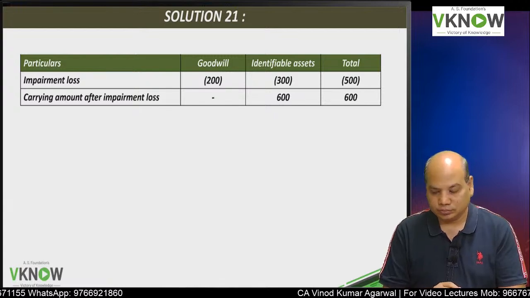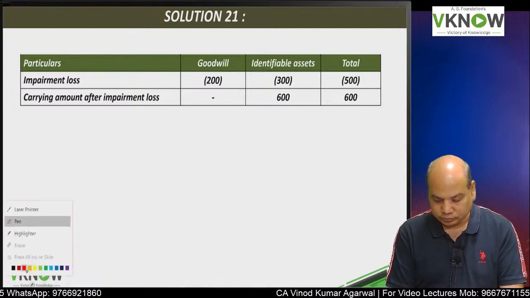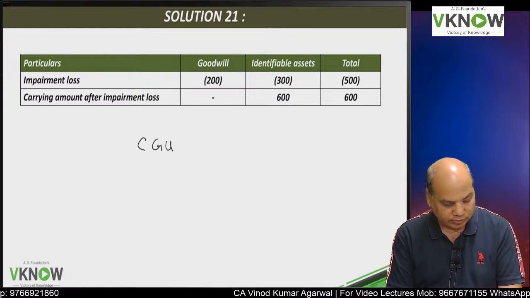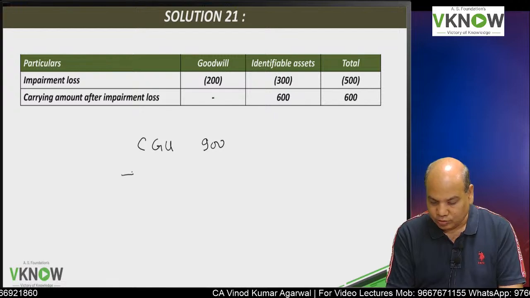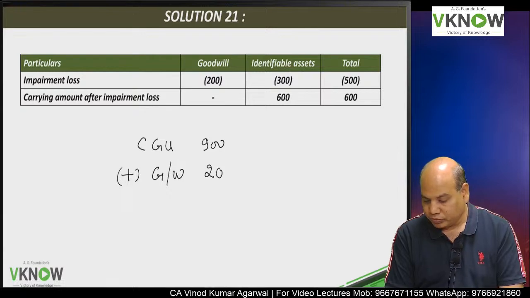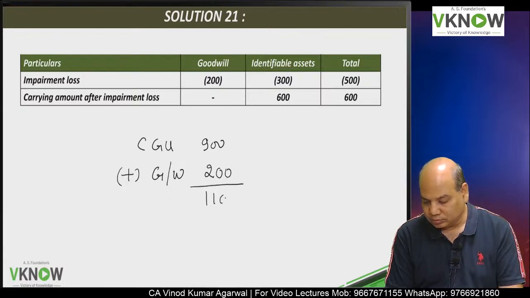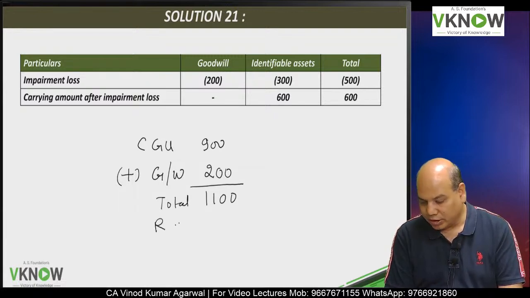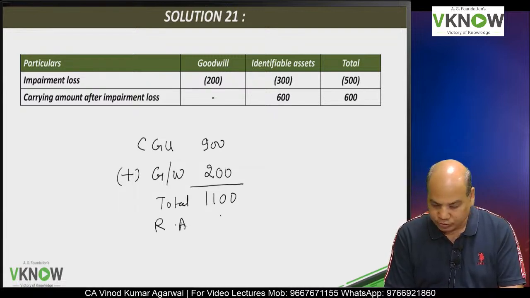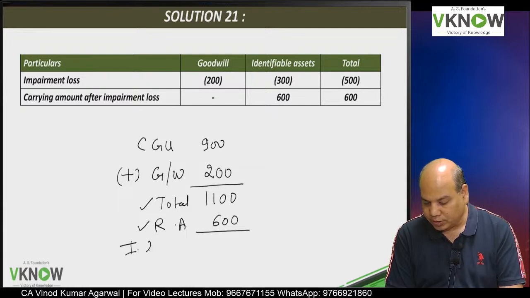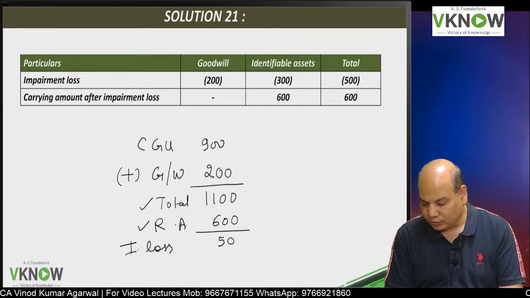goodwill first, take the total CGU value we will take, add goodwill if goodwill can be allocated, take total. This total will be compared with recoverable amount which was 600, and if recoverable amount is lower than total, then there is impairment loss 500.